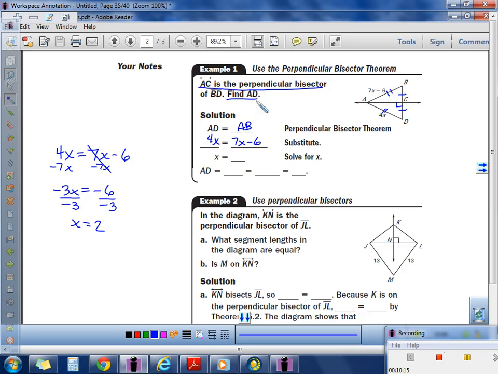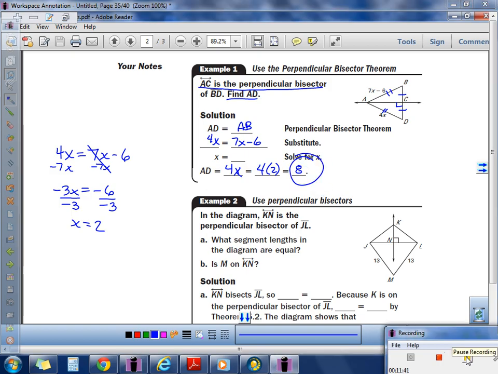No, so there's one more step. So I need to substitute in for AD. AD is right here. AD is 4x. But I can replace the x with what term? 2, yeah. I can replace it with 2. So 4 times 2 is 8. There's my final answer right there.